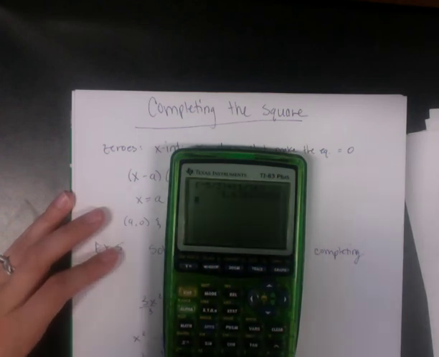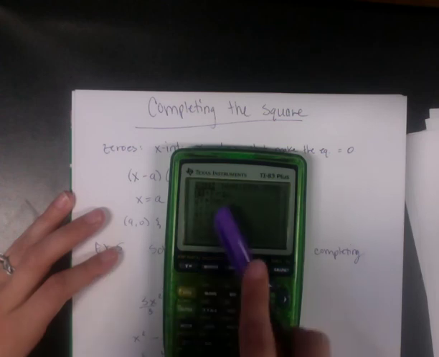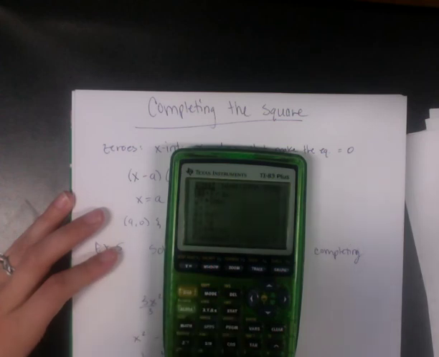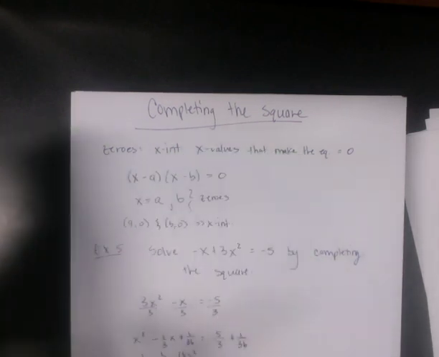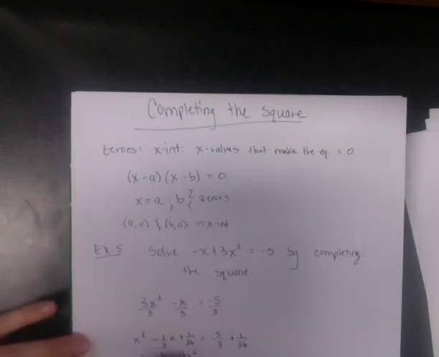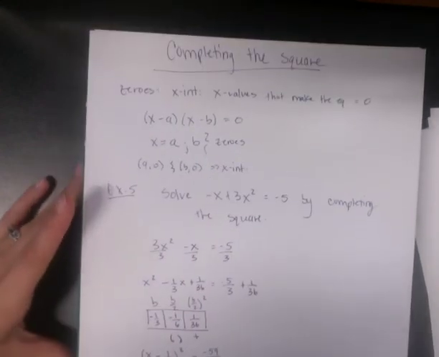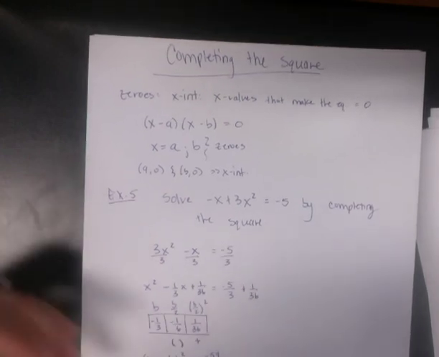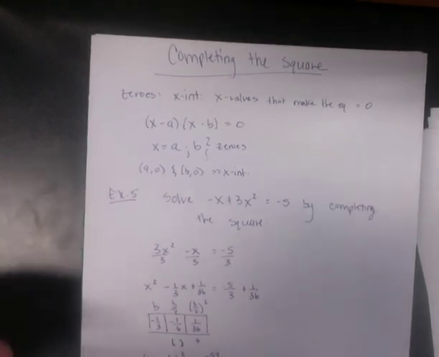Now it gives me this crazy decimal. That's not what I want. So I press math. The first option says frac. So I press enter. It will say answer arrow frac. And I press enter again. And it gives me my fraction, which is negative 59 over 36. Now I have successfully completed the square, but I have to continue to solve for my zeros.